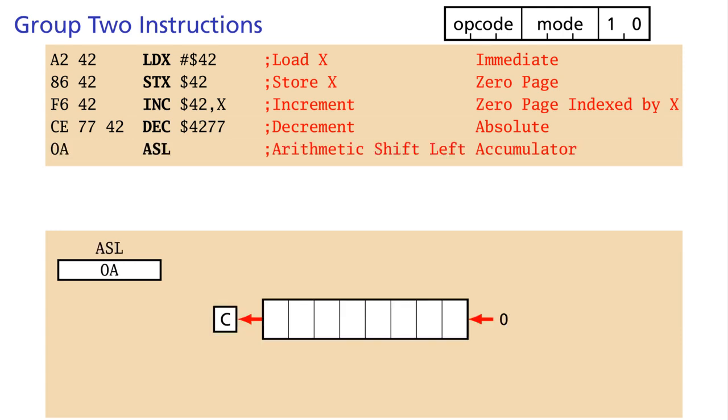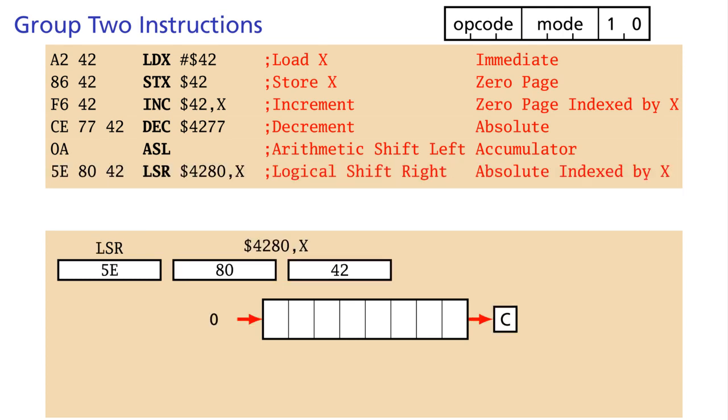ASL is arithmetic shift left. It shifts bits left by 1, shifting a 0 into the least significant bit and shifting the MSB into the carry flag. This example is using the accumulator addressing mode, where the source and destination is the accumulator by itself. ASL and other bit shifting instructions can also perform a read-modify-write operation on memory.